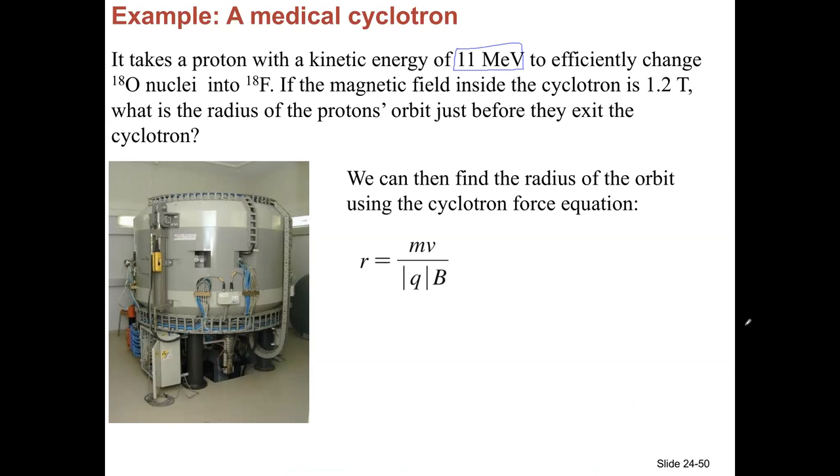All right, so in the chat, I've sent you the speed that this kinetic energy corresponds to. It's about 5 × 10⁷ meters per second. And the mass of the proton is 1.67 × 10⁻²⁷ kilograms. The charge of the proton is the same as the charge of the electron.